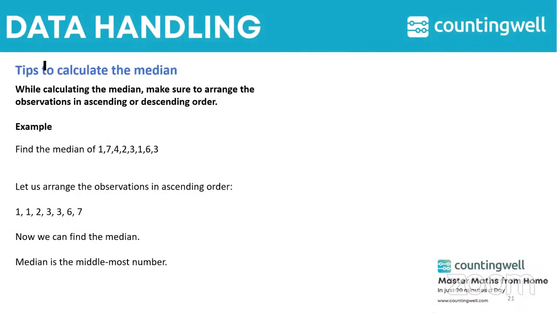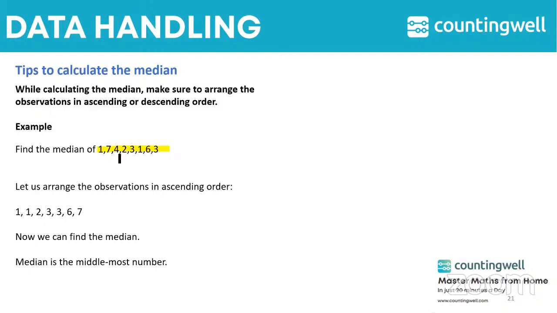Now let us see some tips to calculate the median. While calculating the median, make sure to arrange the observations in ascending or descending order. For example, here we have 1, 7, 4, 2, 3, 1, 6, 3. Okay. Count the number of observations: 1, 2, 3, 4, 5, 6, 7, 8. There are an even number of observations.